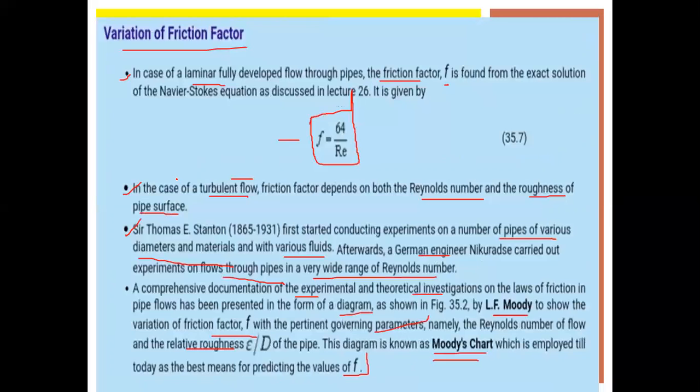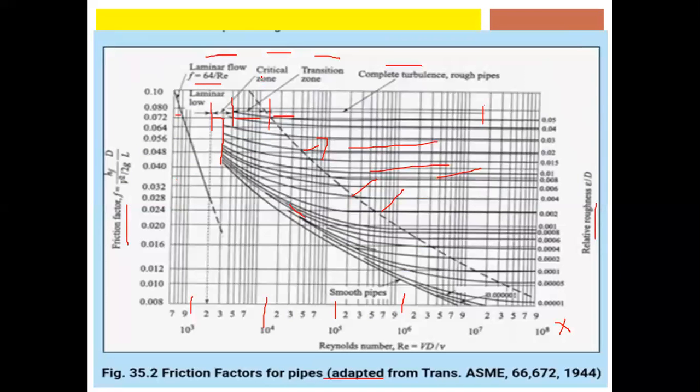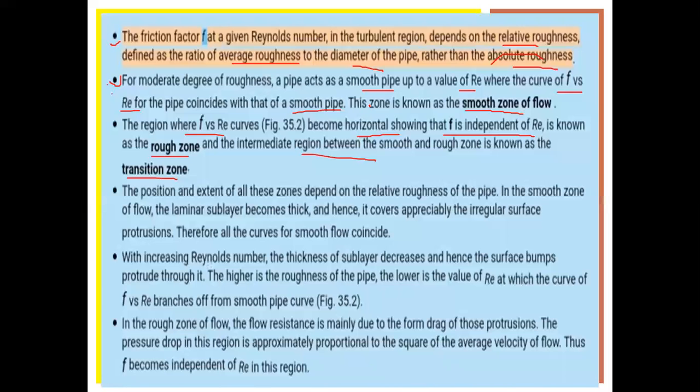The zone in between smooth and rough is the transition zone, right? The critical zone and the complete roughness zone. So the zone between the smooth and rough zones is nothing but the transition zone. All these lines are smooth zones. The transition zone, lying in between the smooth flows and the rough flows, is known as the transition zone. Next one. The position and extent of all these zones depends on the relative roughness of the pipe.